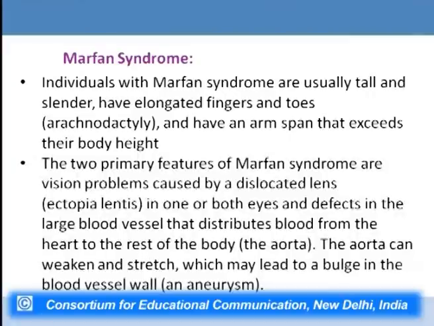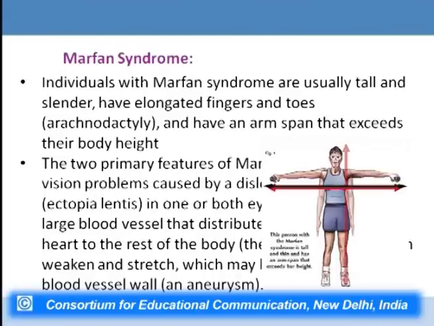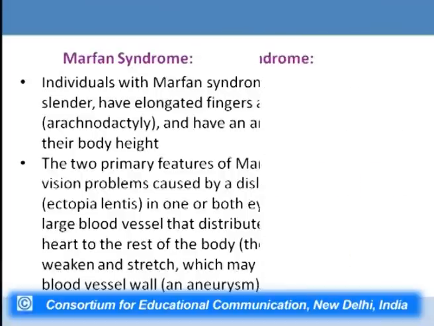And two other primary features are the presence of ectopia lentis, which is a vision problem caused due to a dislocated lens, and a defect in the large blood vessel which distributes blood from the heart to the rest of the body, that is the aorta, defect in aorta. Now, as can be seen in this panel, the person suffering from this syndrome has very long arms, and apart from these structural abnormalities, this individual suffers from other abnormalities like a dislocated lens and abnormal aorta, which lead to various other problems, and these individuals face severe physiological problems in their life.